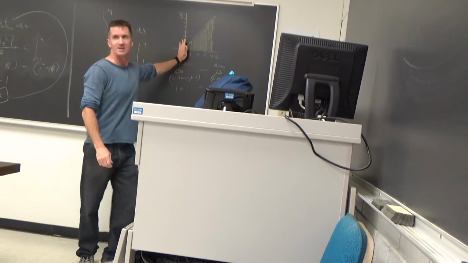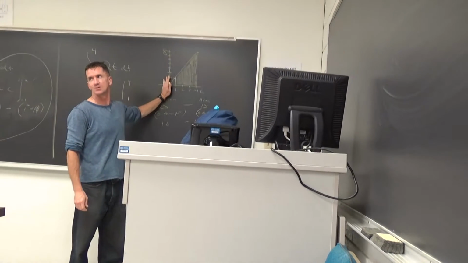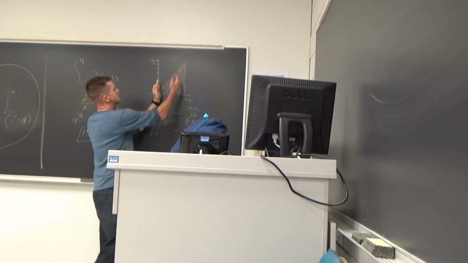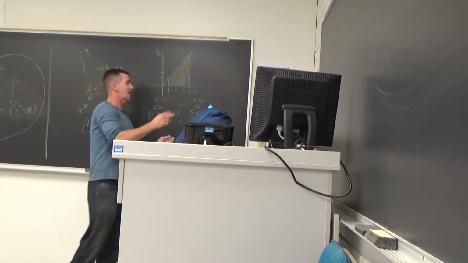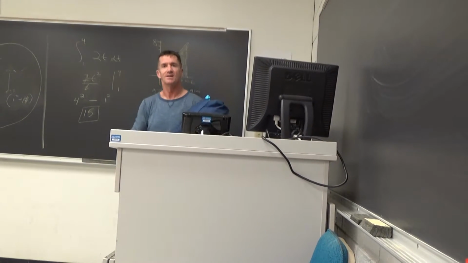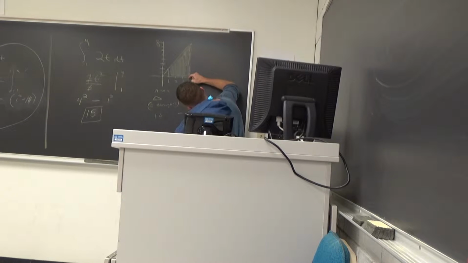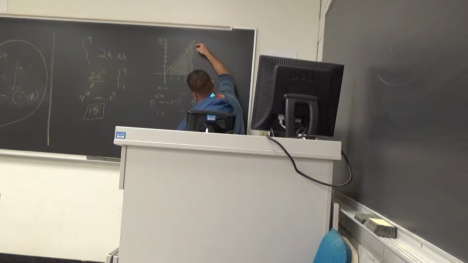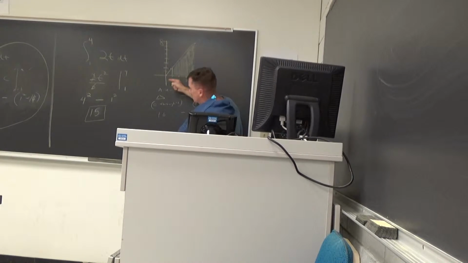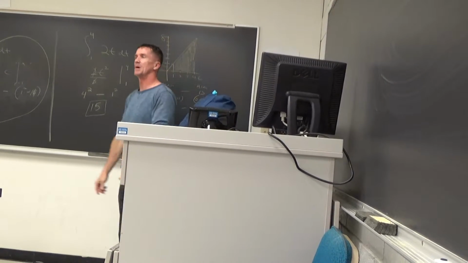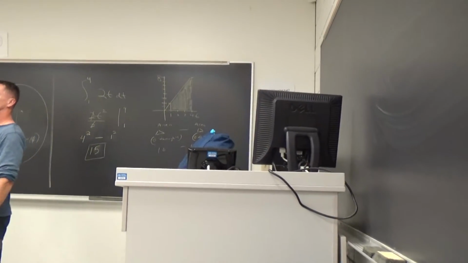That's a trapezoid, isn't it? A trapezoid is a four-sided quadrilateral where two sides are parallel, and you do half the sum of the bases times the height. So there's base 1, that would be base 2, and the height there would be 3.